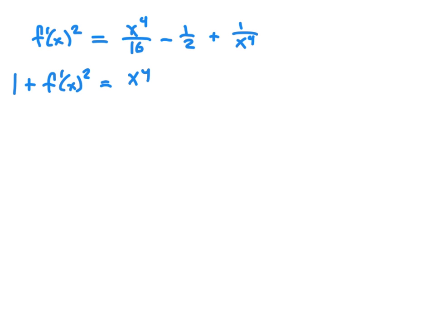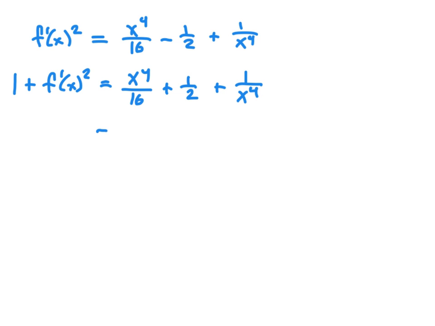And adding 1 here is an incredibly easy thing to do. We're going to combine our constant 1 and our negative 1/2, and adding 1 then makes this plus 1/2. And it does not change either of our terms involving x. So 1 plus f prime of x squared will be x to the 4th over 16 plus 1/2 plus 1 over x to the 4th.